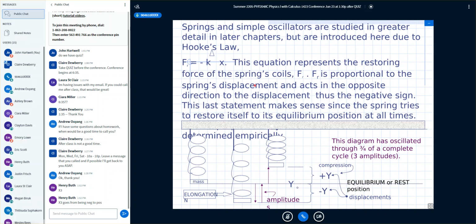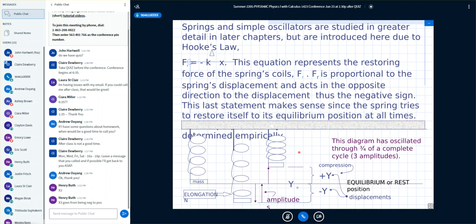In other words, what they're going to either push back or pull, and is proportional to the spring's displacement. It acts to oppose the direction of the compression or elongation, but the spring only interprets it as a constant value. It doesn't know up from down or left to right. This last statement makes sense as the spring tries to restore itself to its equilibrium position at all times.